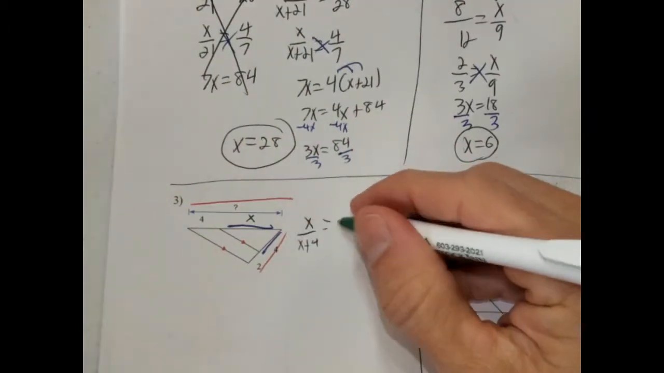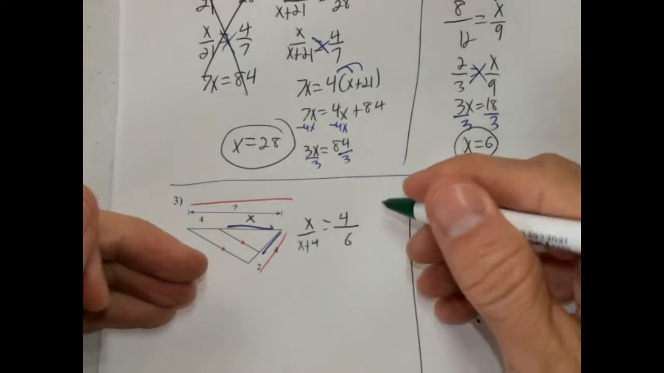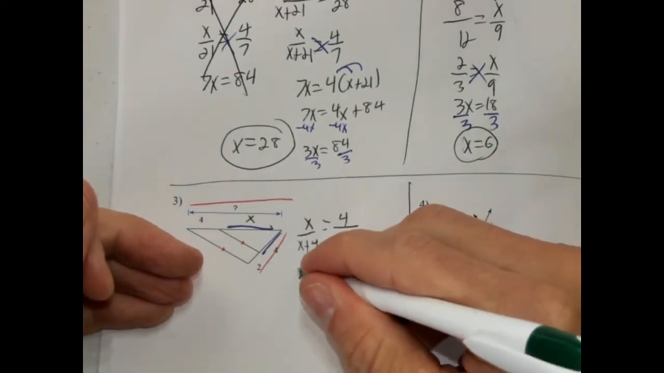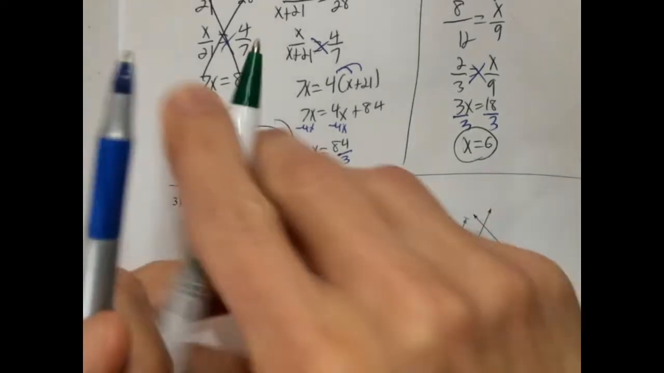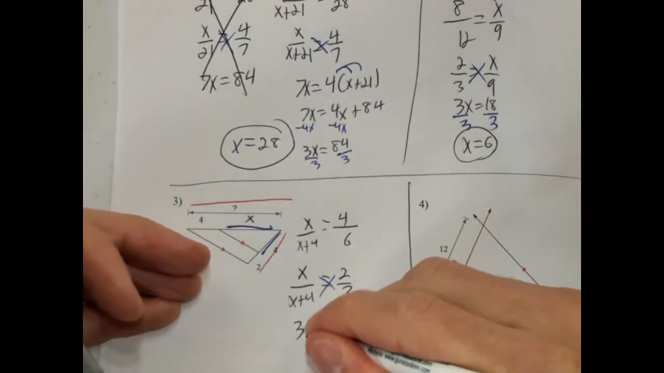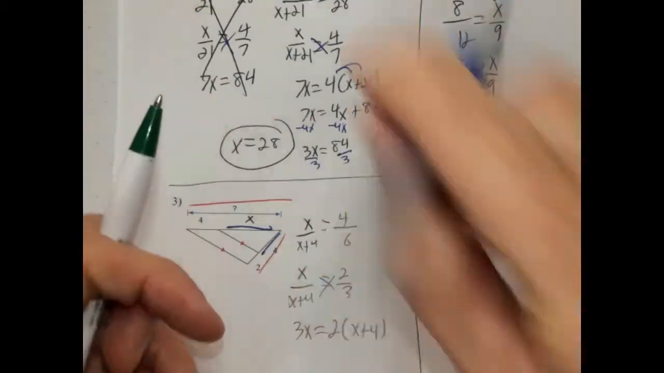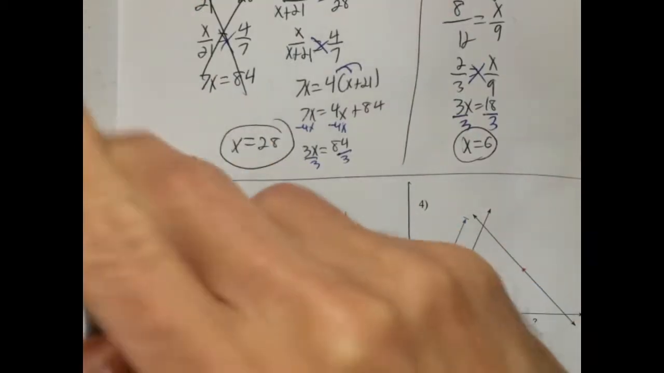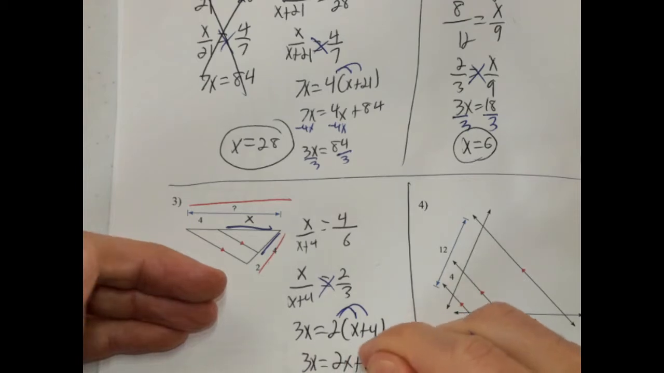So 4 is on top, so 4 is a blue. And then 4 plus 2 is 6. I'm going to simplify that and make that 2/3 because they're both divisible by 2. x over x plus 4 equals 2/3. Now we're going to cross multiply. So 3 times x is 3x. And then 2 parentheses x plus 4. And distribute that 2. 3x equals 2x plus 8.